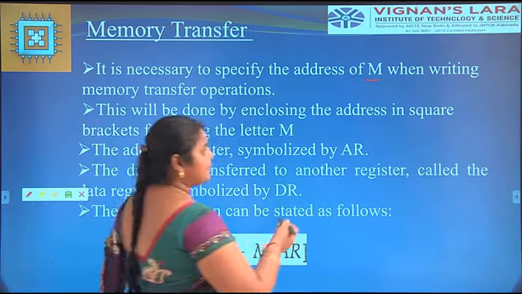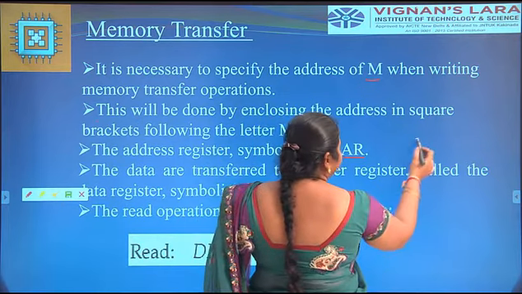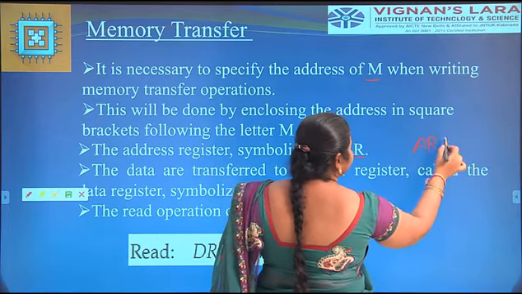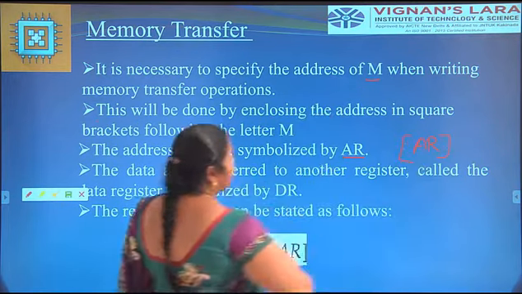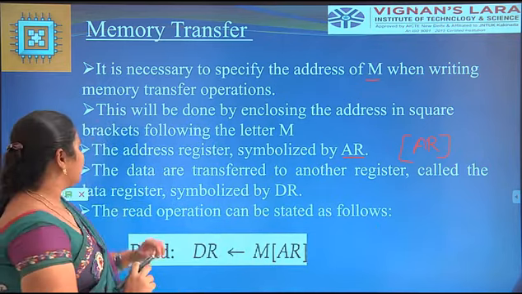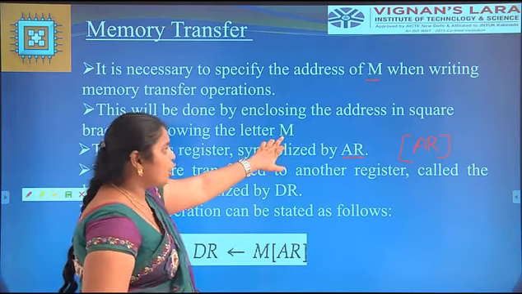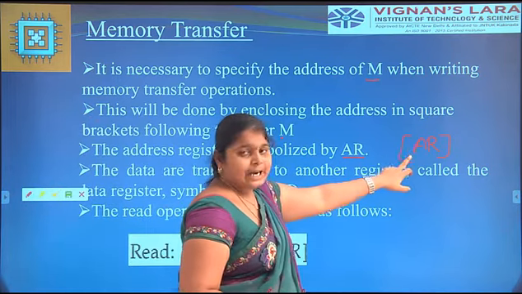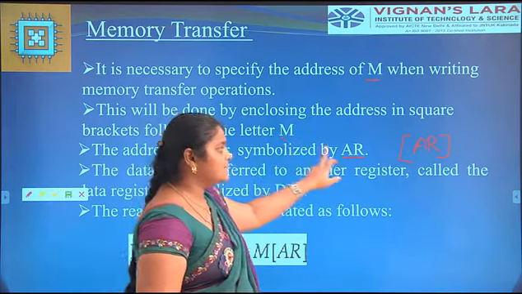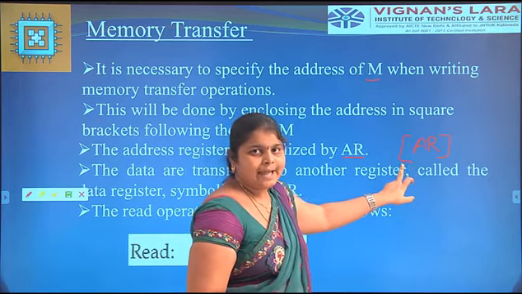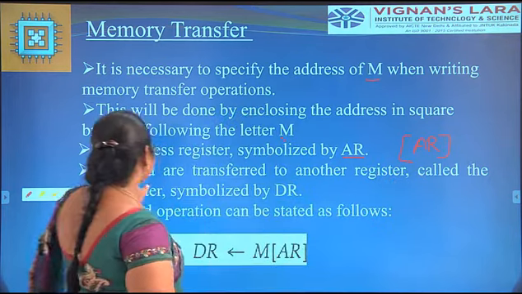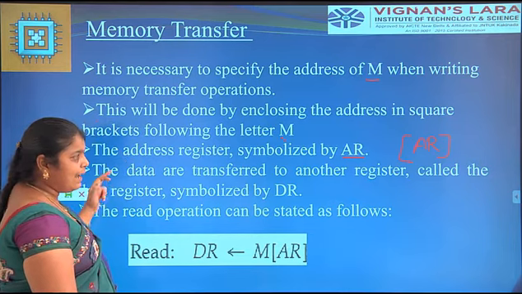For example, the address is AR. That is enclosed with square brackets following the letter M. M is a memory word. This is the address space. This memory word is transferred to which address, and that is enclosed with the square braces. The address register is symbolized by AR.